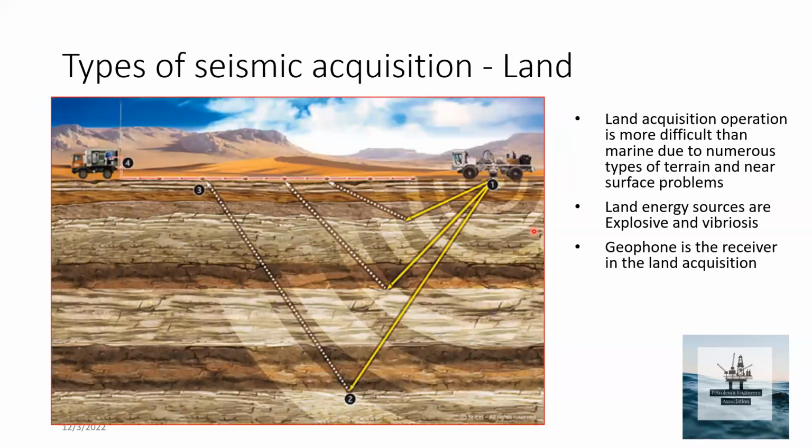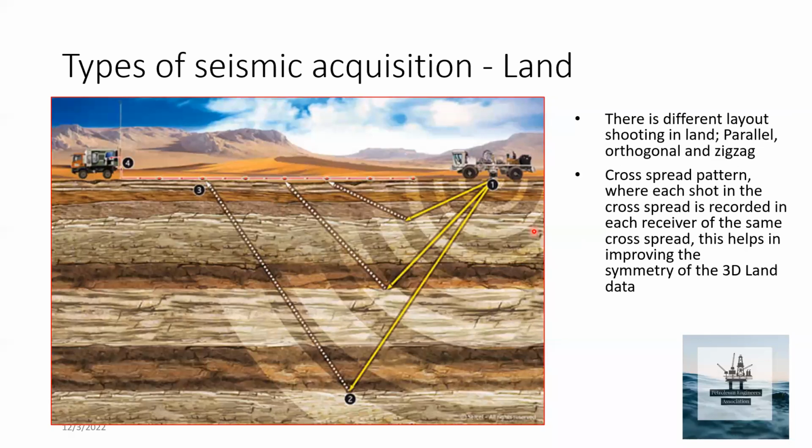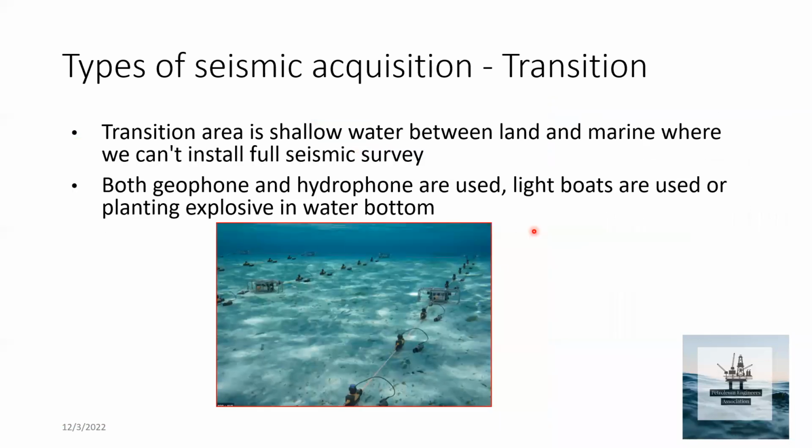Land acquisition is somewhat more difficult than marine due to numerous types of terrain, near-surface problems, and changes in topography. Sometimes we have dunes. Land energy sources are explosive and vibroseis, and the detector here is the geophone. We also have a transition zone. The transition area is shallow water between land and marine, where in this case we use both geophones and hydrophones for recording the data.